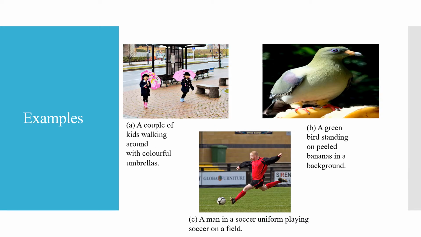Examples of image captioning. In figure 1, we can see a couple of kids walking around with colorful umbrellas. And in image 2, we can see a green bird standing on a peeled banana in the background. And in image 3, we can see a man in a soccer uniform playing soccer on a field.